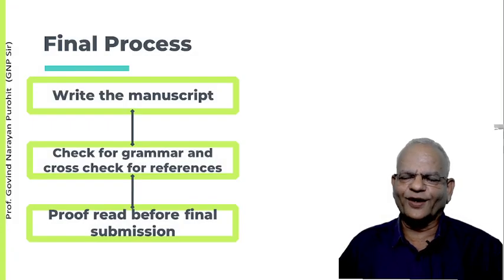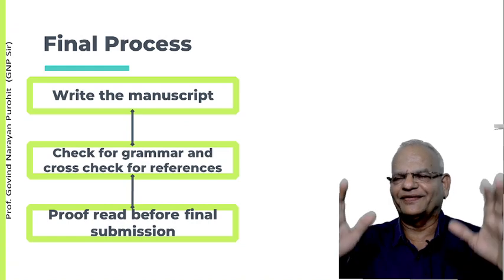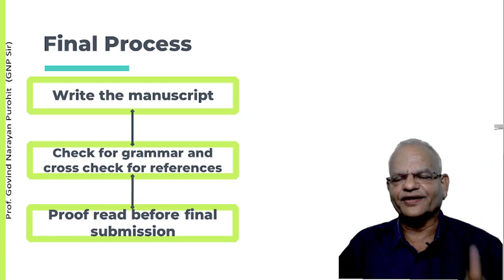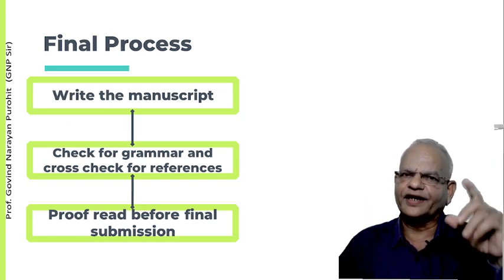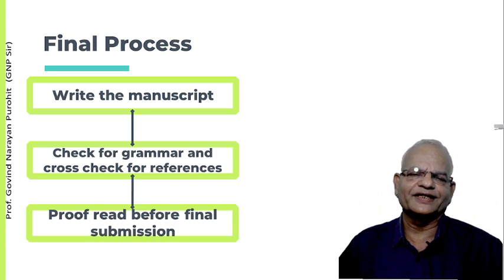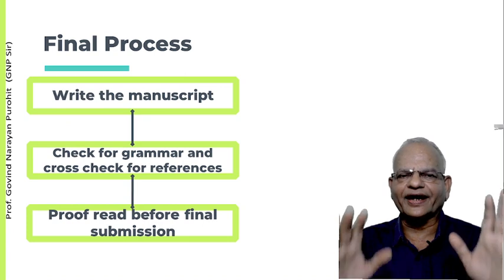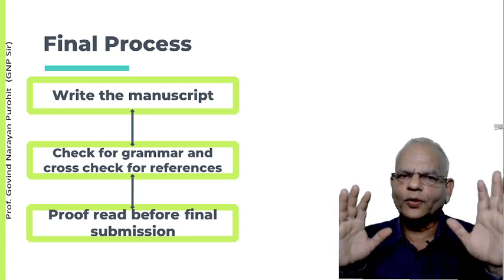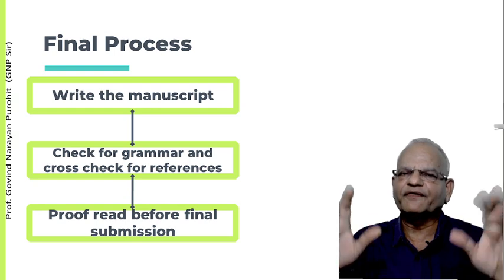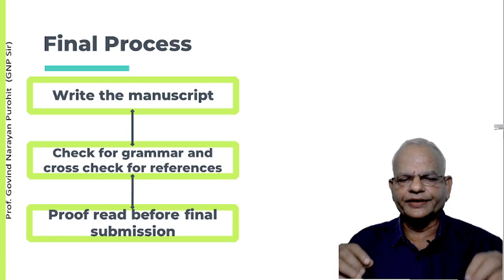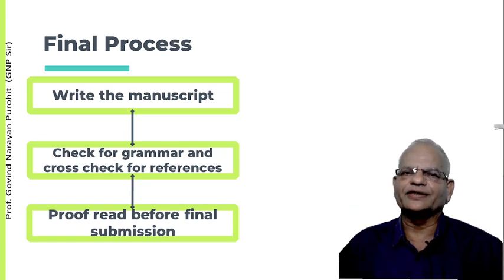So once you have completed all this, you have written your paper, you have written the manuscript, now what to do? Check it for grammar and check it for references. Cross check the reference. The reference cited in the text must be in the reference list and vice versa. And also check for correctness. And don't assign different fonts to different topics. Refer the journal style for the subheadings, introduction, material methods, results, discussion. Then proofread your final submission.